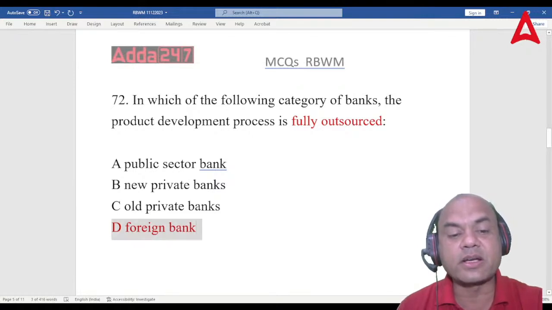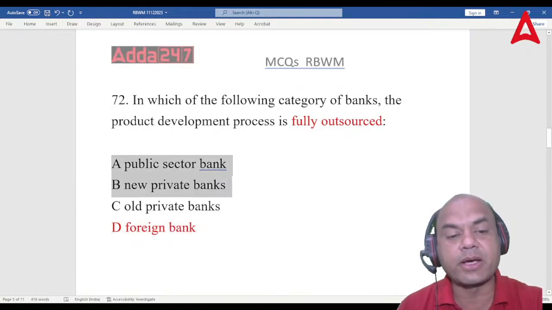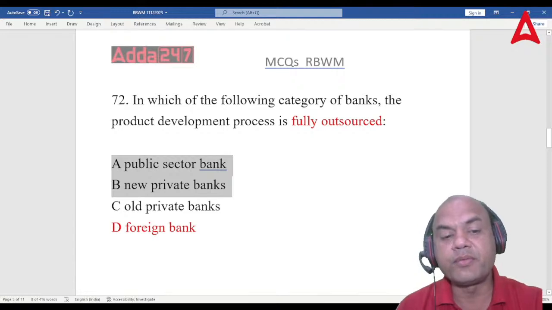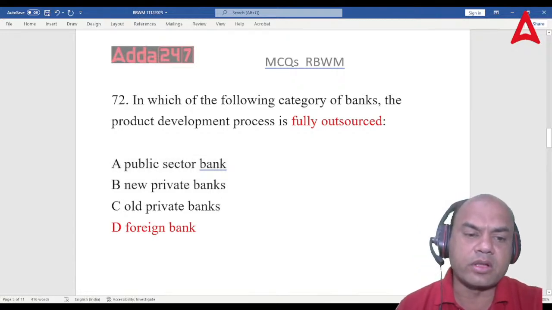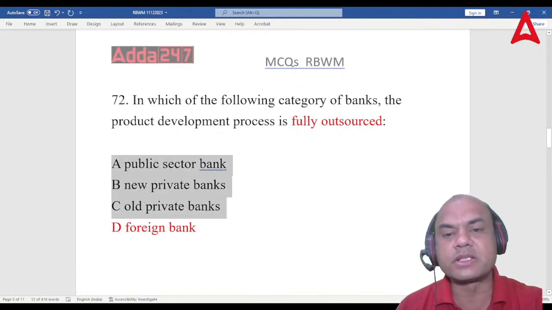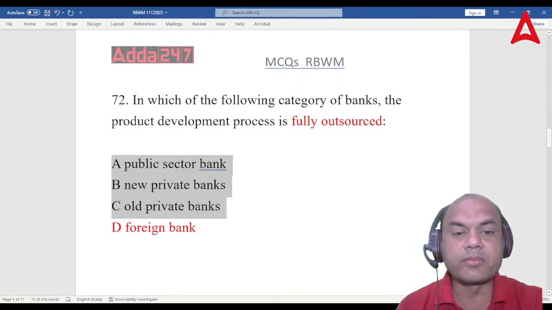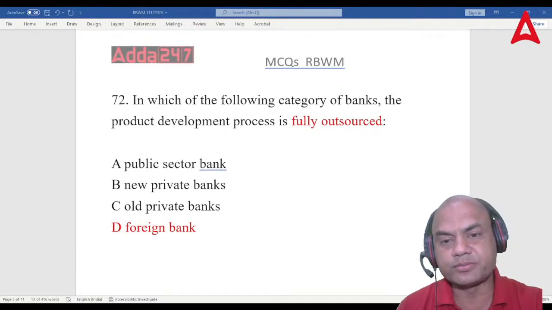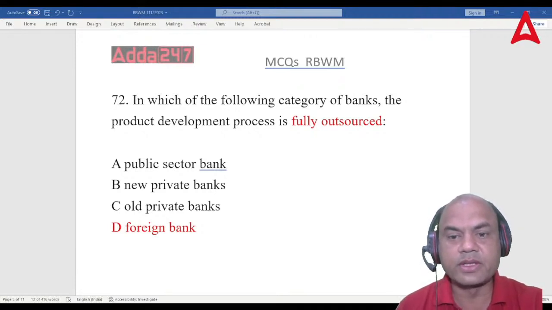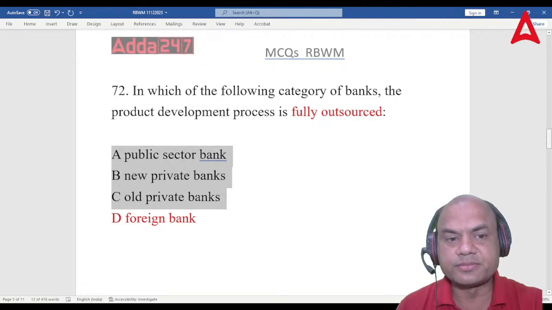In new private sector banks and public sector banks, it is partial. In fact, all of them now are doing partial outsourcing. Got it? Okay with this? Move on. Chalo, let's move on to the next one.